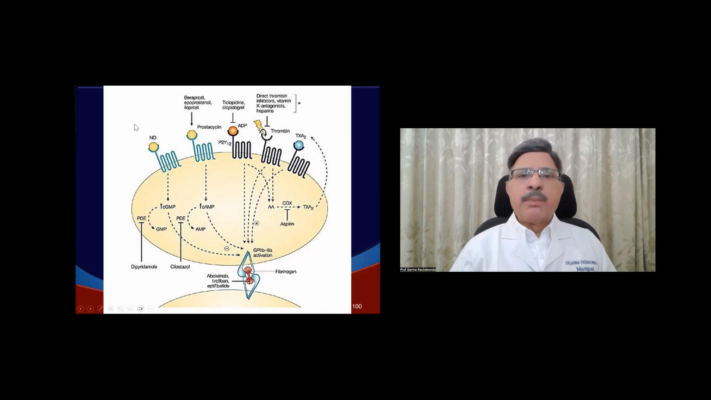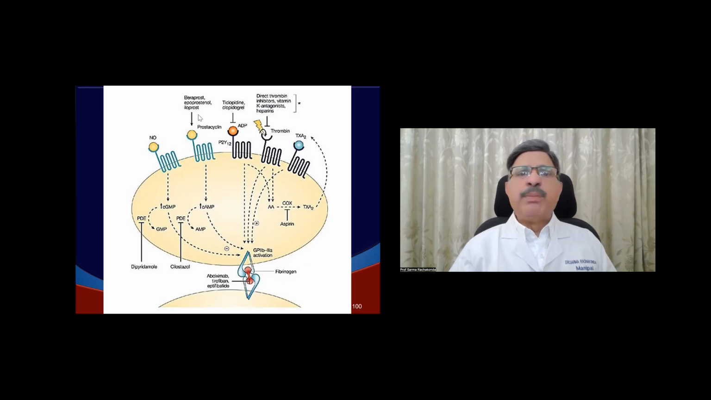P2Y12. These P2Y12 are the receptors of the ADP blockers. Ticlopidine and clopidogrel are the agents which act here.